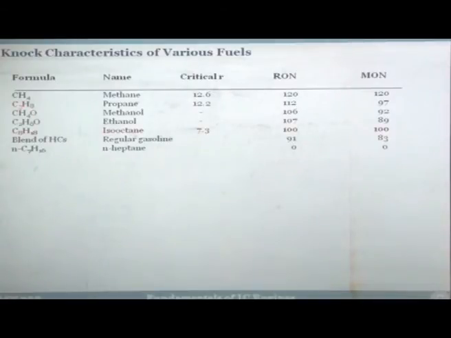Methanol, CH3OH, an upcoming fuel, has a research octane number of 106 and a motor octane number of 92. Ethanol is 107 and 89. Isooctane is 100 and 100, with 7.3 as the critical compression ratio. A regular gasoline, which is a blend of hydrocarbons, could be 91 and 83, or premium grade is 94 and something 87. Normal heptane, the primary reference fuel, is taken as 0.